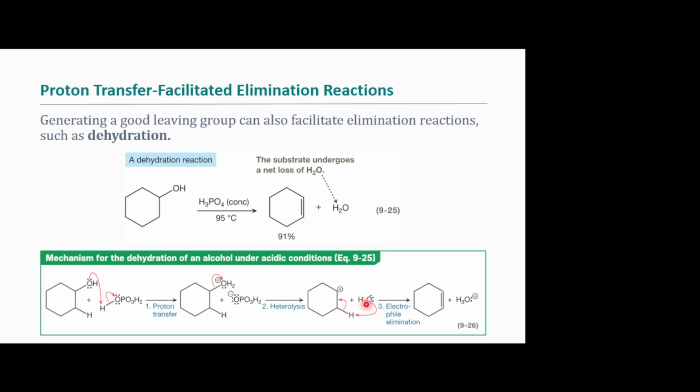And this is actually going to deprotonate that hydrogen. And that's going to give us our electrophilic elimination there, which will give us our double bond. Notice we generate H3O plus at the end here, which is the acid. Do note that this is actually kind of interesting because we actually regenerate acid at the end.